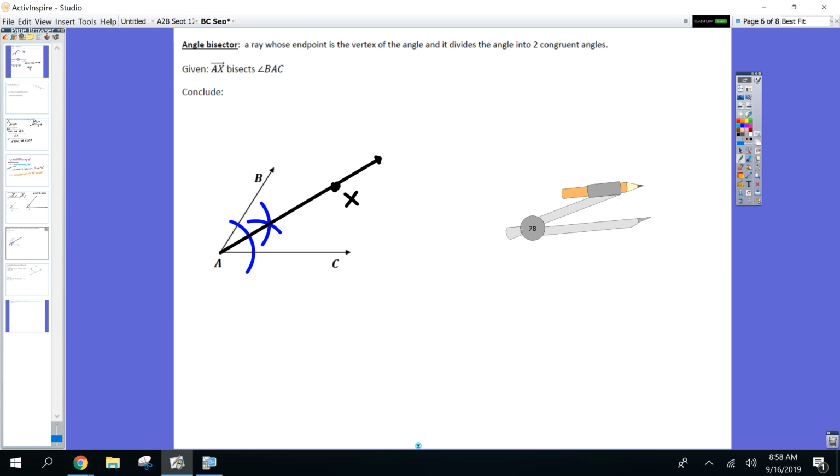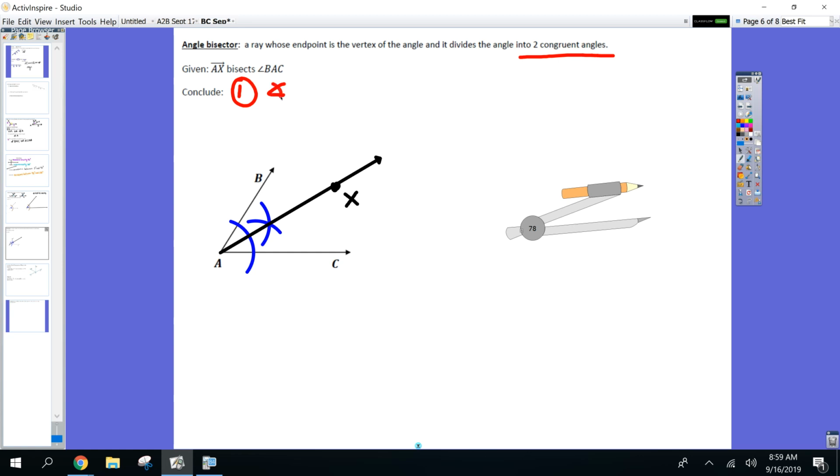Okay, you guys tell me, give me a true statement right now. If AX is cutting BAC in half, what is true? That's what I want to put under conclude right now. What is true? Cuts an angle into 2 congruent angles. So what is true here on my diagram? Aman, what do you have?